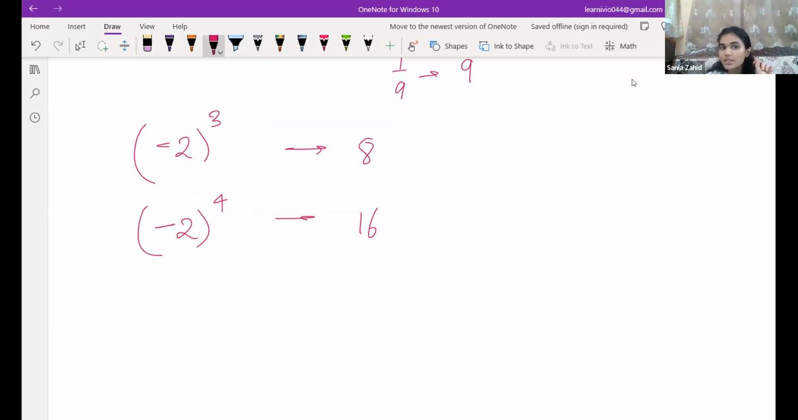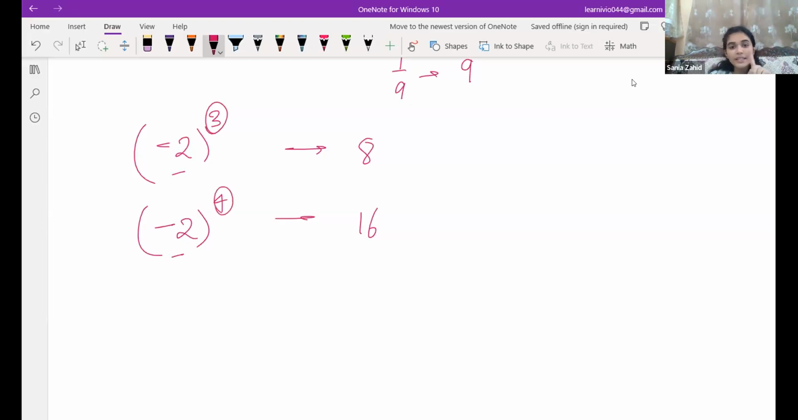What happens over here is you have a negative base here also and here also. Now what is the power? Is it an even number or an odd number? The first one, 3, is an odd number. I'm talking about the power, odd. And here the power is an even number.